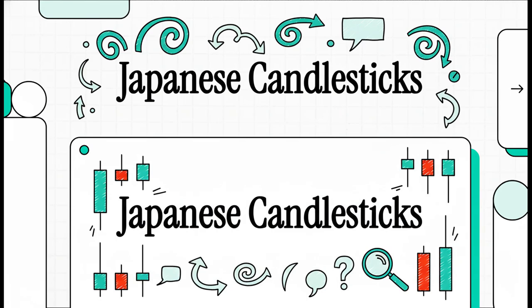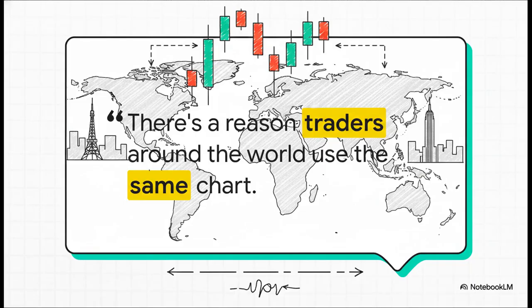Have you ever looked at a stock chart and just felt lost? Like you're staring at some kind of weird foreign language with all those little green and red bars? What are they even trying to say? Well, what if I told you that in the next few minutes, you're going to learn how to read the story that every single one of those candles is telling? Let's dive in.